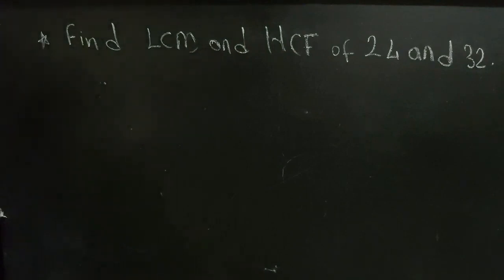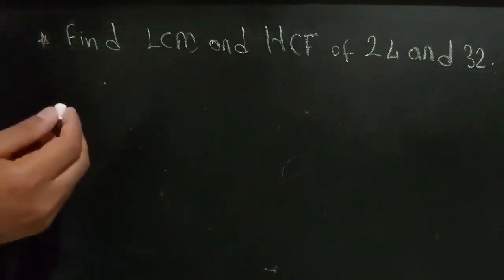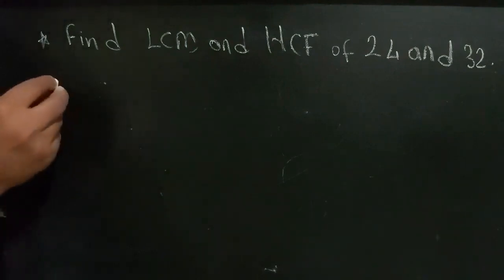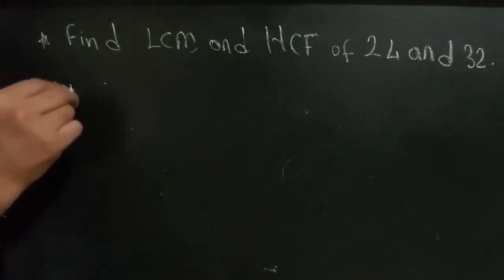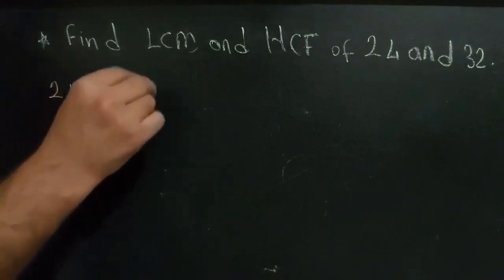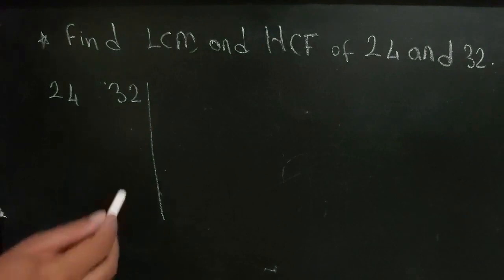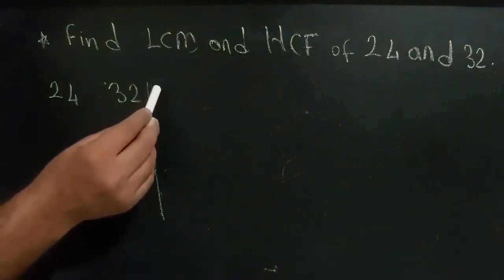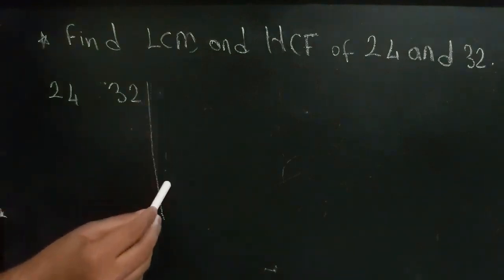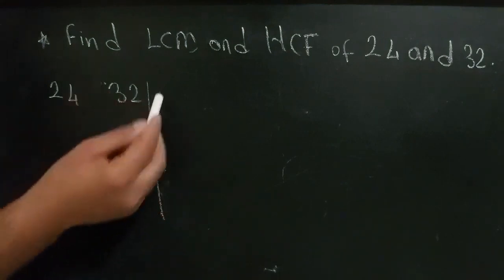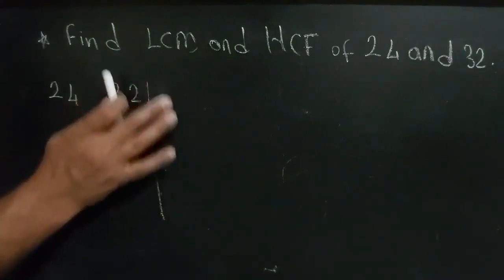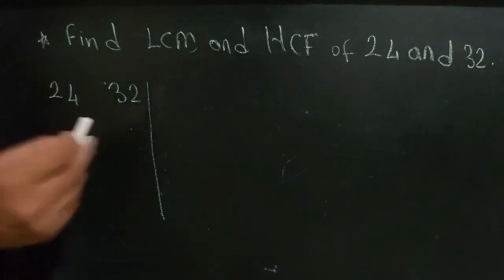Alright, let's have a look at this question. Find LCM and HCF of 24 and 32. So what I did, remember, write numbers next to each other, draw a line, start from 2. Please pay attention, these should be prime numbers. You can't say both of them are divisible by 4 and put therefore. No. Start from 2.